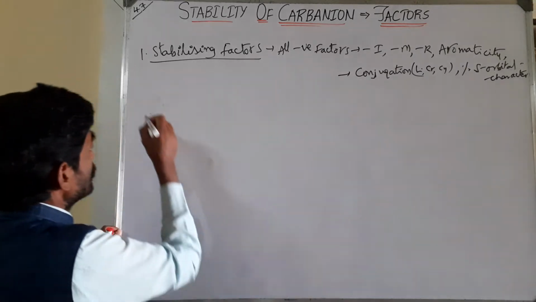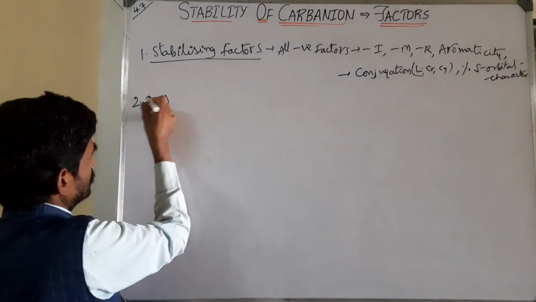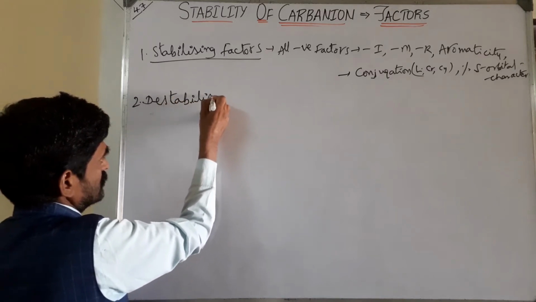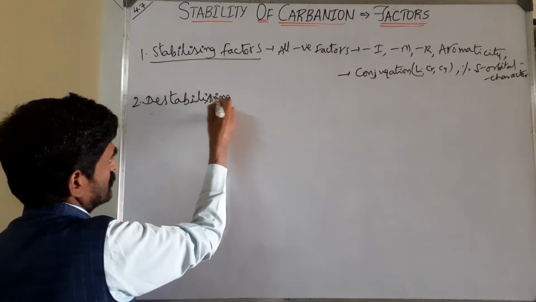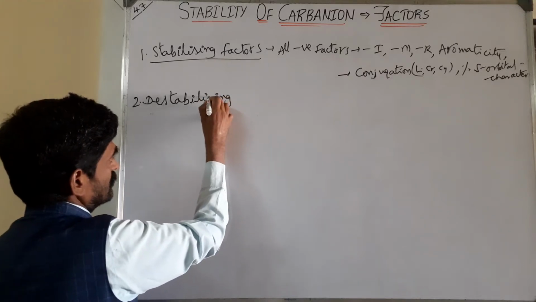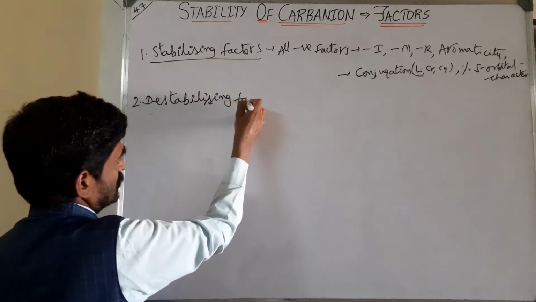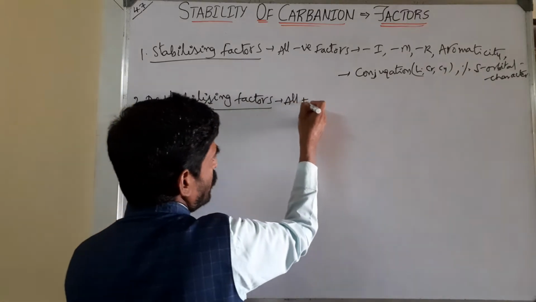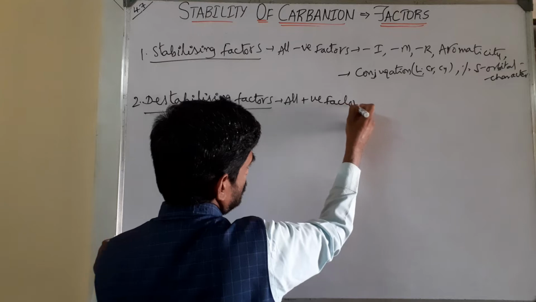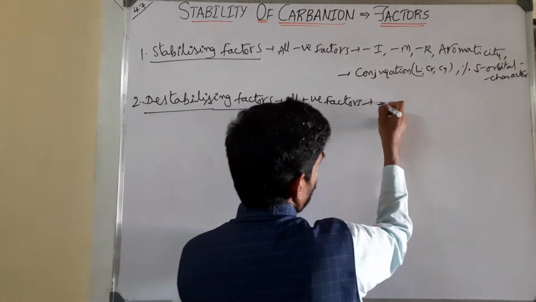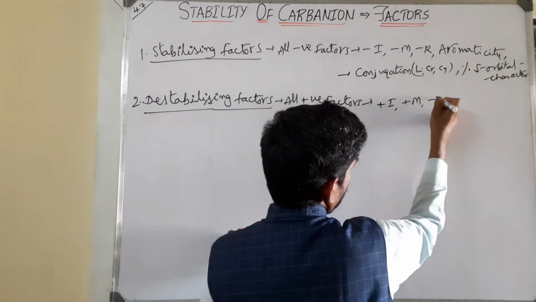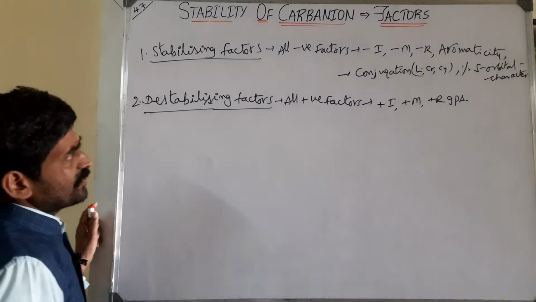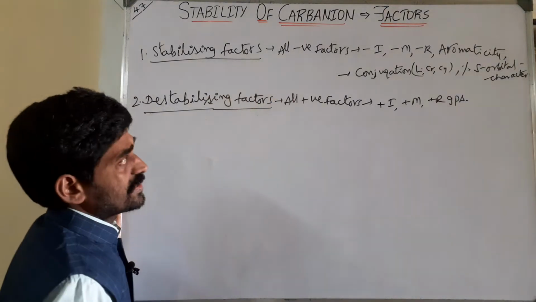Next one, destabilizing factors. Those are all positive factors, like plus I group, plus M group, plus R groups. Okay. First of all, stabilizing factors.